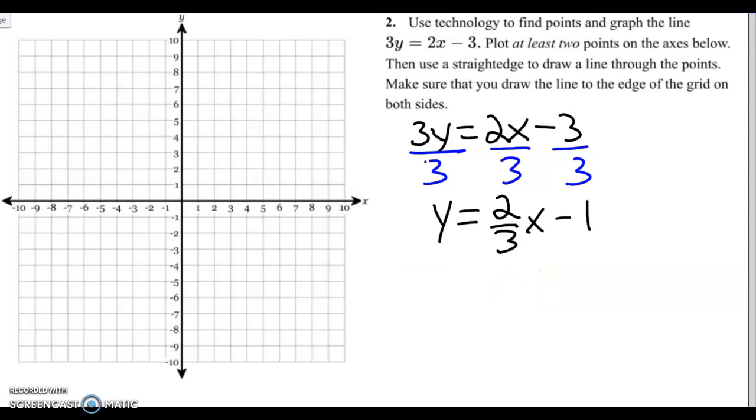Alright, and you know the 2 over 3 can't be simplified. Negative divided by a positive is negative. 3 divided by 3 is 1. So now I'm going to go to my y-intercept, which is negative 1. And then I'm going to use my slope, which is up 2 and to the right 3. And then I'm just going to draw my line. And that's it. That is how you graph equations when they're not in slope-intercept form.